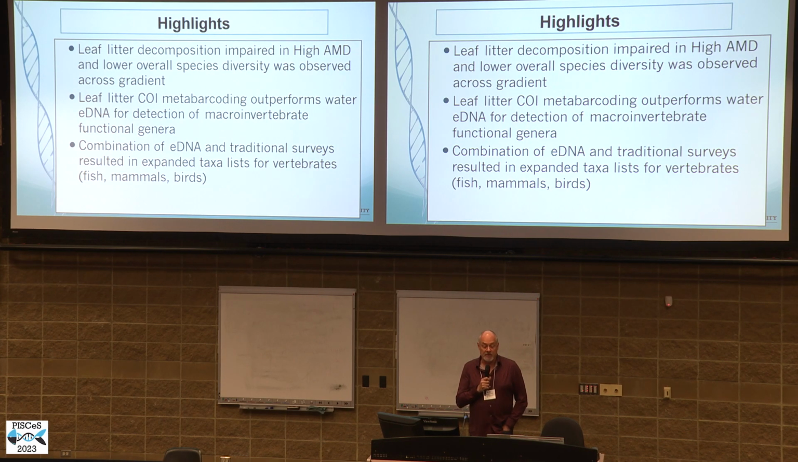So, highlights: leaf litter decomposition was impaired at high AMD and was reflected by the taxa we detected in the gradient, with lower taxa from the AMD site to higher at the reference site. The metabarcoding approach in the leaf litter outperformed the water metabarcoding approach for macroinvertebrates. And by combining all the different eDNA methods and the traditional surveys, we were able to expand the taxa list of the mammals and the vertebrates that we found at these small streams. So it gave us a good increase in the number of organisms we could find in these sites.